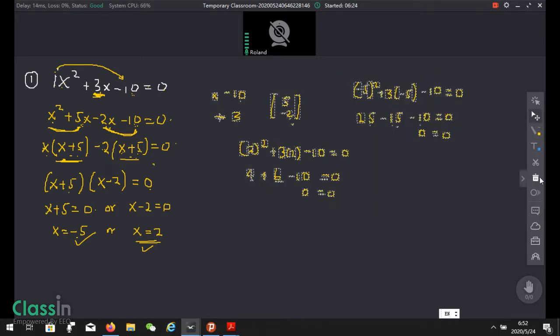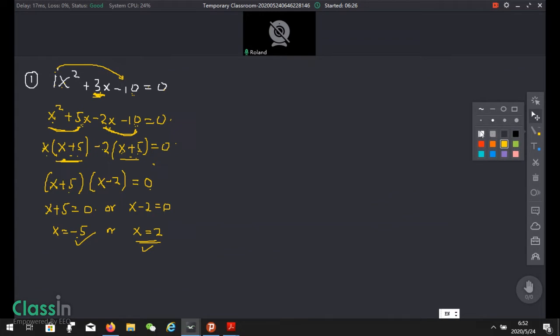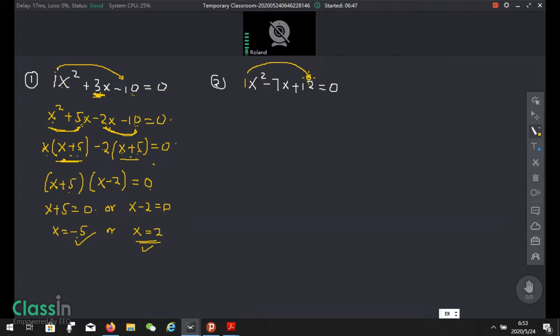Let's check another example. If we have x squared minus 7x plus 12 being 0, we apply the same approach as in the first one. The coefficient of x squared here is 1, so we multiply the coefficient of x squared by 12. We have positive 12. So we look for two numbers which, when we multiply, we get positive 12, but when we add, we get the middle term. The middle term here is negative 7.